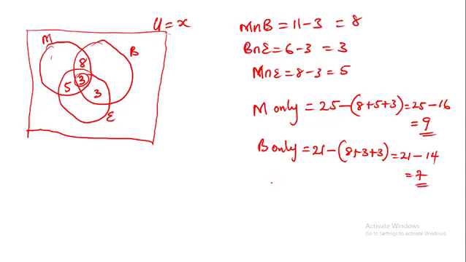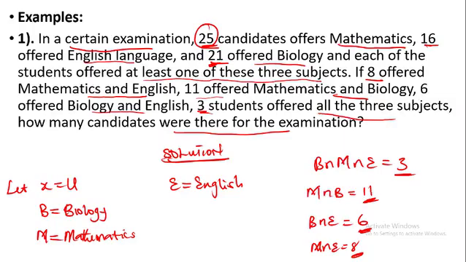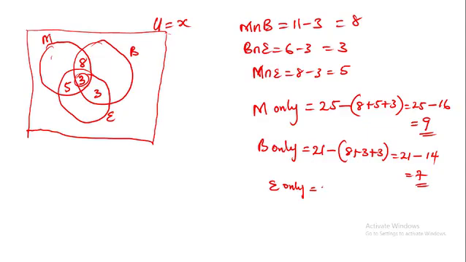Now find E only. From the question, how many students offered English? 16. 16 offered English. So we have 16 minus everything inside the English set, which is 5 plus 3 plus 3. 5 plus 3 is 8. 8 plus 3 is 11. So we have 16 minus 11, which is equal to 5.